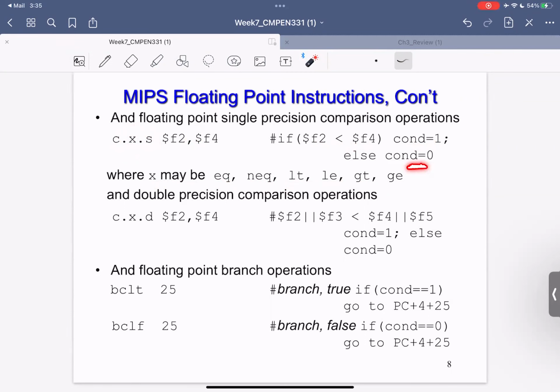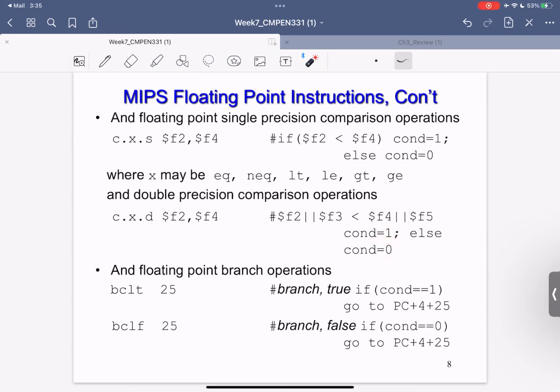So that means that I can also do that in double precision instead of single precision. But suppose that this is the case with F2 and F4. Again, because this has to be written in 64 bits and this has to be written in 64 bits, I will concatenate F2 with the next following one, which in this case will be F3, and F4 will be concatenated with the next register available, which will be F5. Again, I will check if this concatenation is less than that concatenation or not. Then if yes, the condition will be equal to 1, else the condition will be equal to 0.